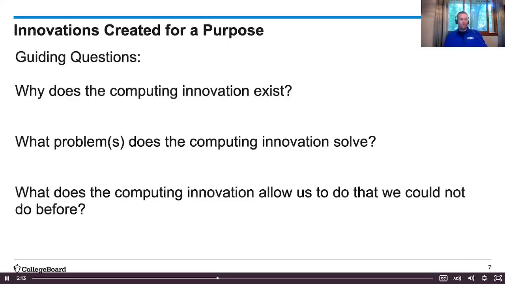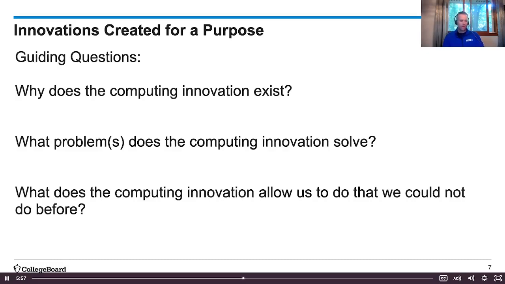Now, when we think about innovations created for a purpose, we want to think about the guiding questions. Why does this computing innovation exist? What problem or problems does this computing innovation solve? Now, when we think about the word problem, sometimes it has a negative connotation, but problem doesn't mean it's a negative thing. It just means an issue. What does this computing innovation solve? What issue did we have that now we don't have anymore? And then the last question: what does the computing innovation allow us to do that we could not do before?